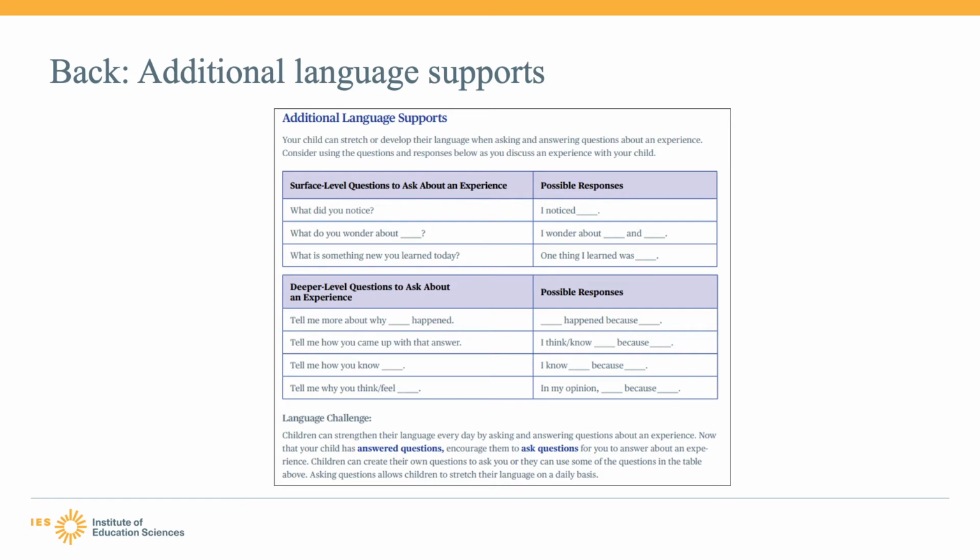Next comes additional supports. These also vary depending on the activity sheet. All of them contain ideas for stretching language. This one provides specific supports for deepening conversations about the experience. What did you notice? Tell me why you think that. Sometimes we have included a language challenge. In this activity, we encourage the child to switch roles and ask the adult the questions about an experience.